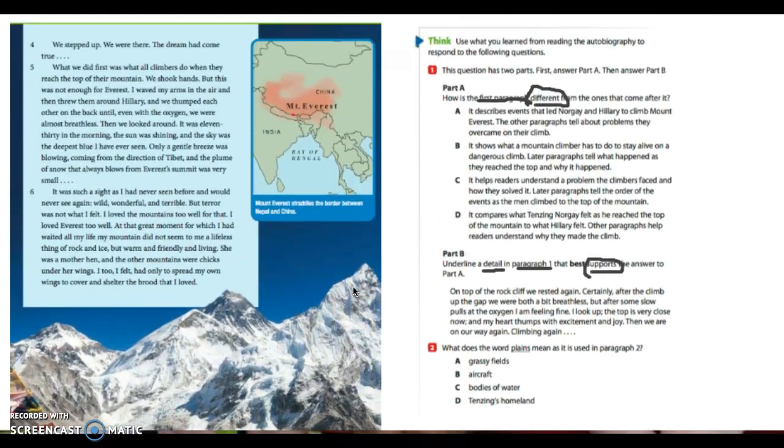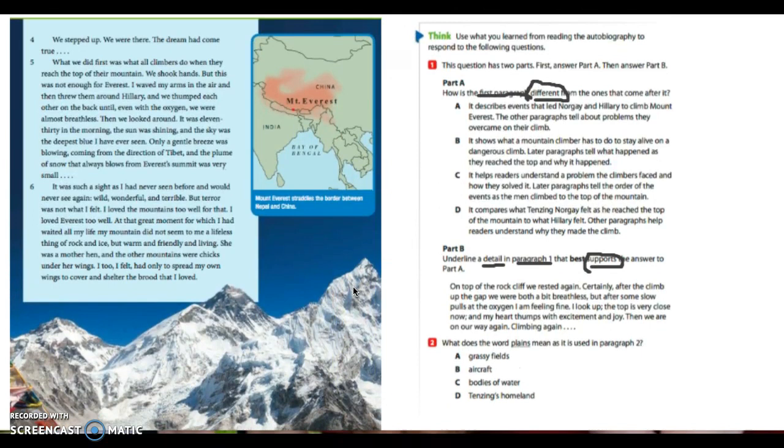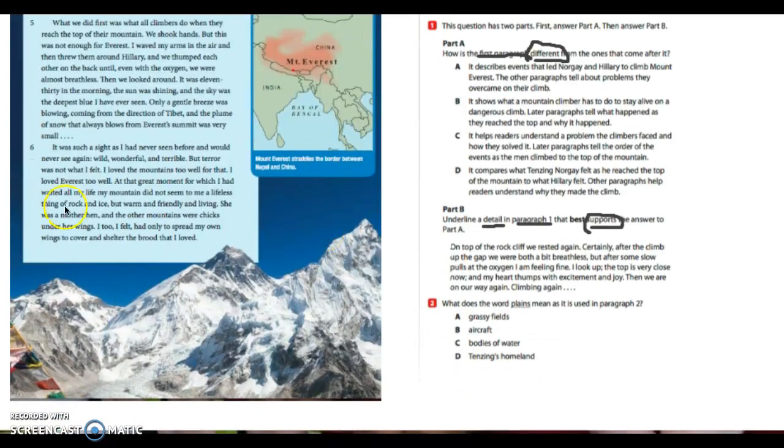I'm going to now look at the map next to our paragraphs. It has Mount Everest, China, and India. And the caption of this map says, Mount Everest straddles the border between Nepal and China. I also see this text feature below here, and this text feature has some very interesting aspects. It's showing us the ridges of the mountain and giving us a description of what the author was talking about.